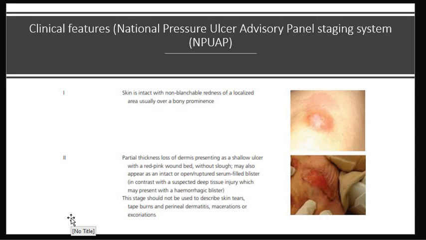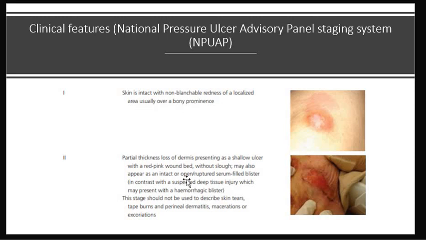Okay, there are some stages of the pressure ulcer, as I have already mentioned. So let's sum up these stages. According to the National Pressure Ulcer Advisory Panel staging system, basically there are 4 main stages of the pressure ulcer, and there are 2 unstageable pressure ulcers. The first stage is one in which mild erythema is formed, and this erythema is damage to the tissue, which is non-blanchable redness of a localized area, usually over a bony prominence.